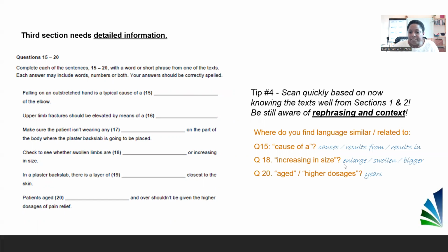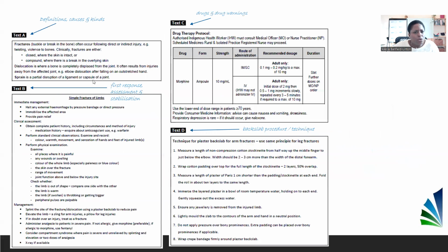18, increasing in size. We said enlarged, swollen, or bigger. Let's look at the context. Check to see whether swollen limbs are something or increasing in size. We know that around here is where there was a lot of assessment. We may need to look someplace else, but we'll go here first.